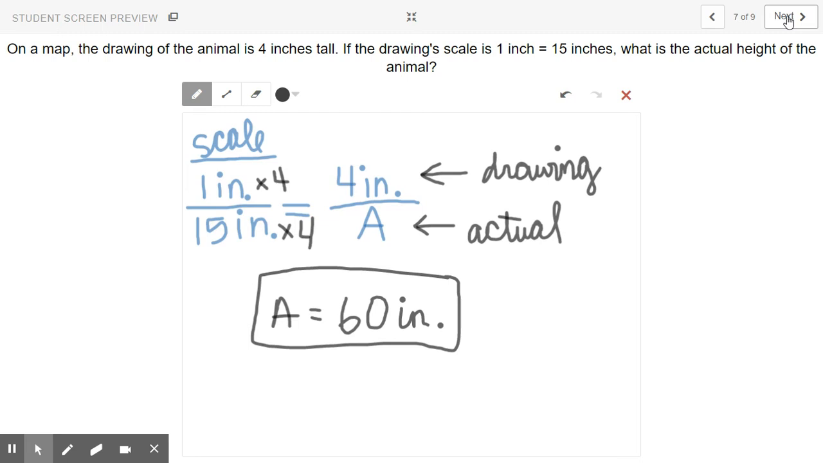Since the drawing of the animal is 4 inches tall, it's the drawing's measurement, so I put that on top. And the actual is on the bottom, which we're looking for. 1 times 4 is 4, so 15 times 4 is 60 inches. So the animal's actual height is 60 inches.